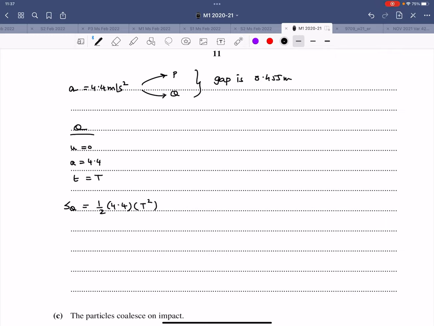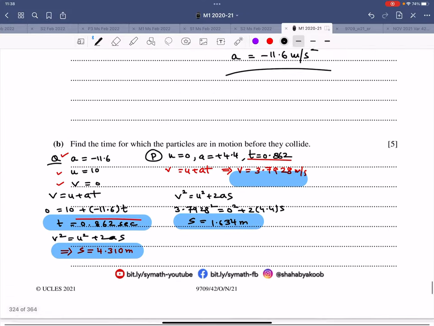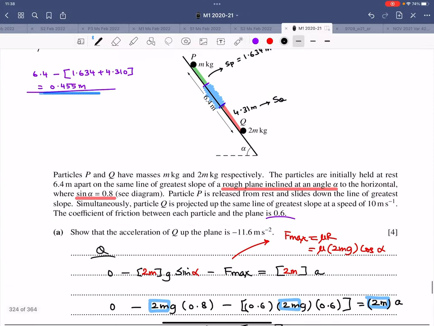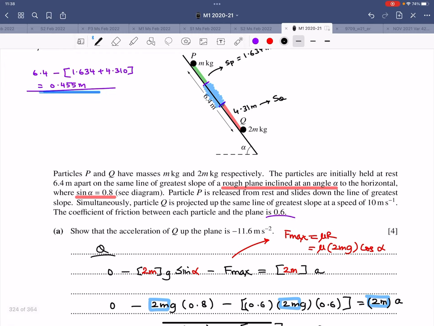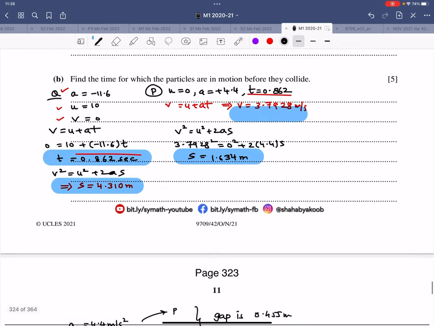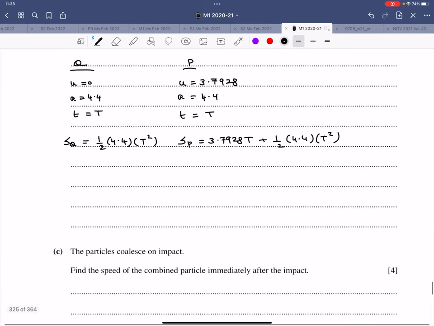For particle P, initial velocity is 3.7928, acceleration is 4.4, time is t, and SP equals UT plus half at square, that is 3.7928 multiplied by t plus half into 4.4 into t square. Now this time the gap would remain the same. Currently the gap is this much, and of course it would reduce. So therefore SP minus SQ, SP is faster. So SP minus SQ is 0.455.